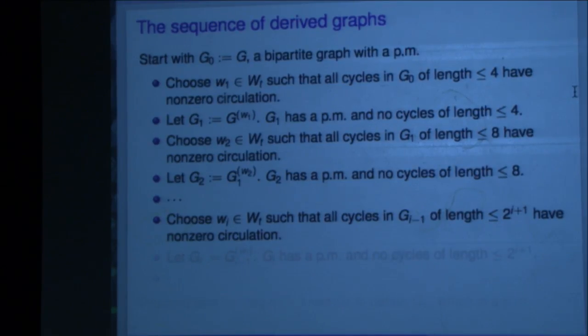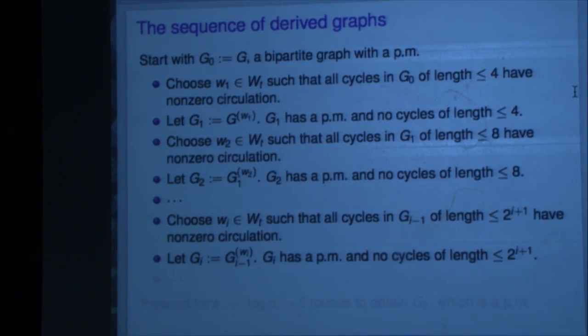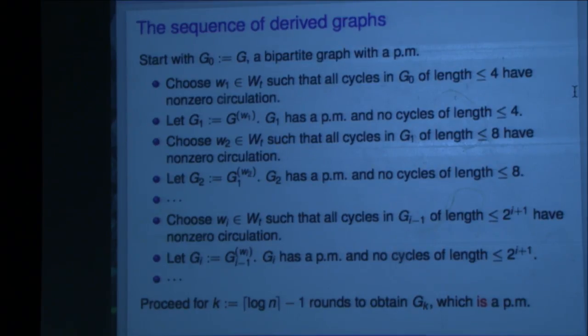And so in the ith step, you choose W sub i such that all cycles in G sub i minus 1 of length up to 2 to the i plus 1 have non-zero circulation. And then you let G sub i be the derived graph. All right, and you keep doing this, and if you do this for log n minus 1 many rounds, you get to this G sub k, which has no cycles of length up to 2 to the k plus 1, but that's equal to or bigger than n. And so G sub k has no cycles at all, but it still has a perfect matching because there's a perfect matching that survives through all of this. So G sub k is a perfect matching.